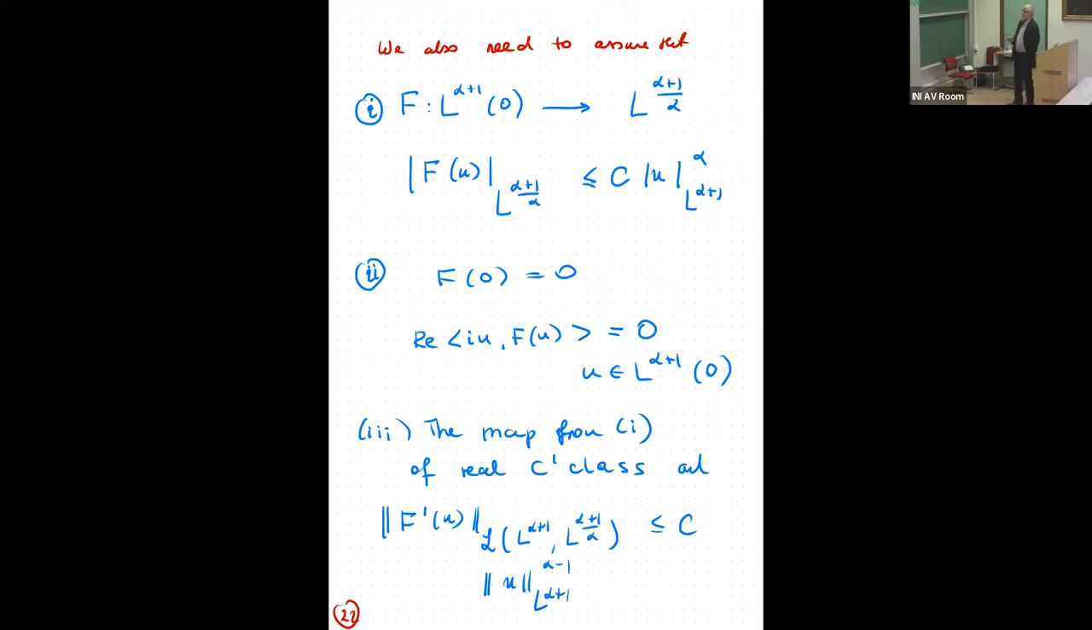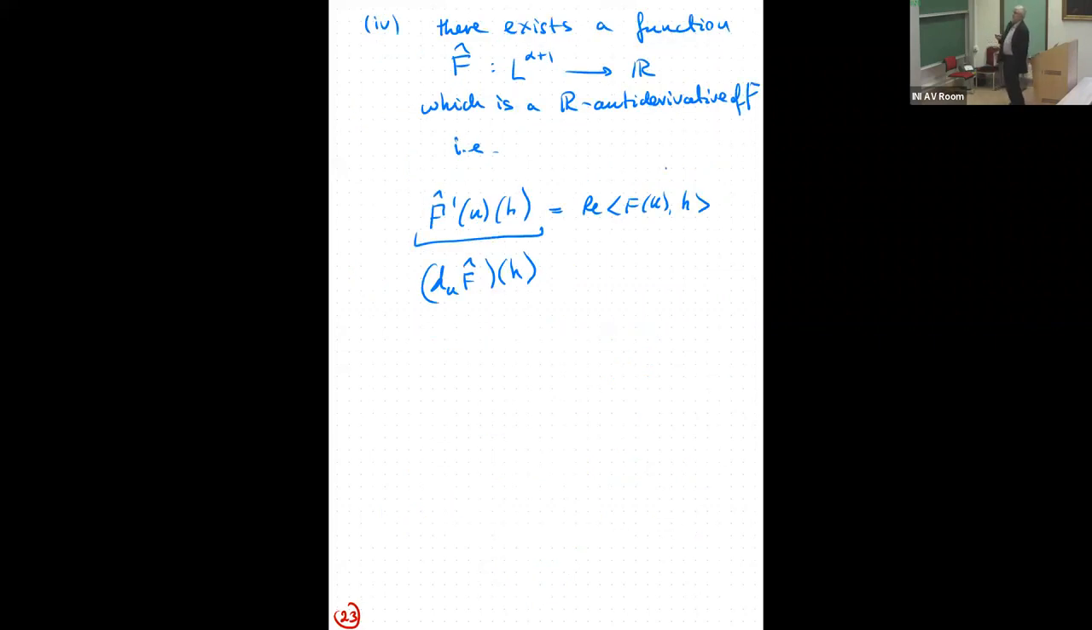We also assume that the function f is of C1 class, and the Fréchet derivative is bounded by some constant multiplied by the norm of u to the power alpha minus 1. And then we assume that there exists a function which is called antiderivative, but it's really a real antiderivative, which satisfies this condition.